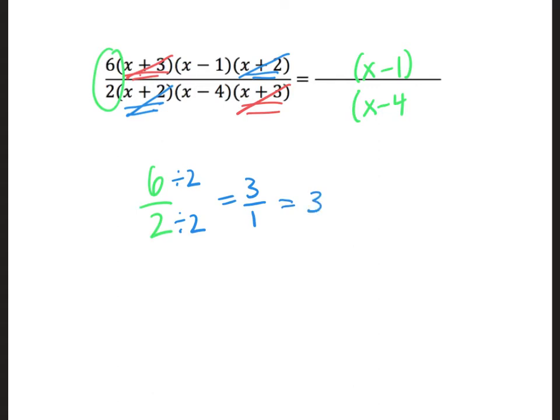So that means I'm going to have a 3 on top. Technically, there's a sneaky little 1 on the bottom, but you don't actually have to write it. You could just write it like that. For the bottom, you don't have to include the parentheses, so you could write this as 3 times x minus 1, all divided by x minus 4, and that would be your final answer.